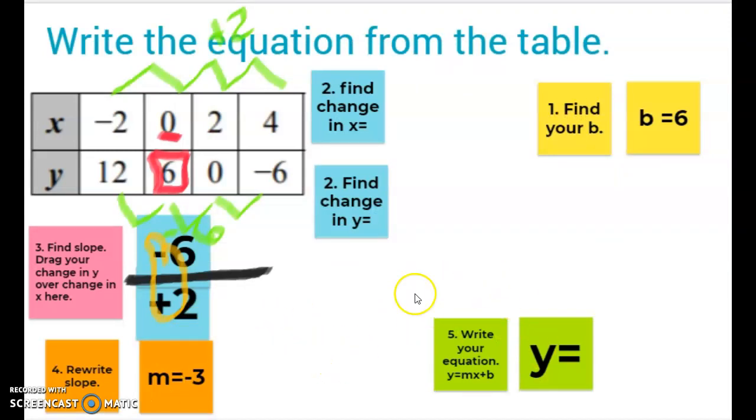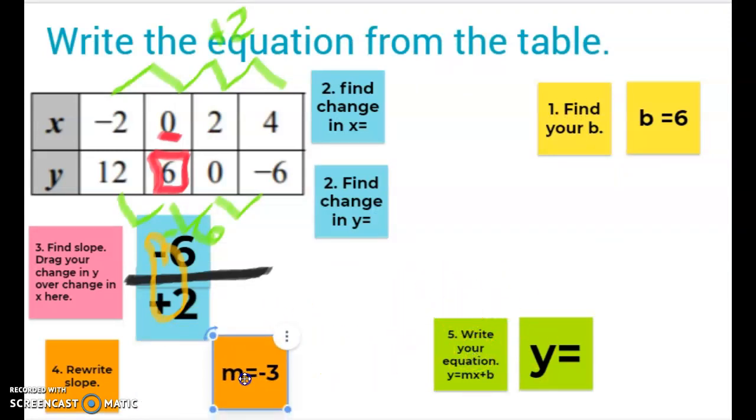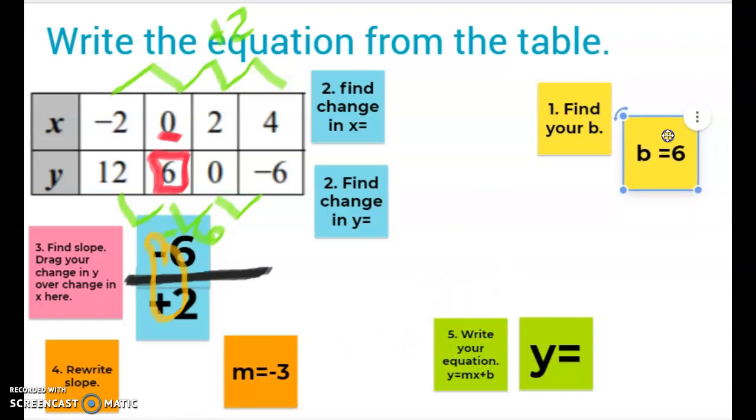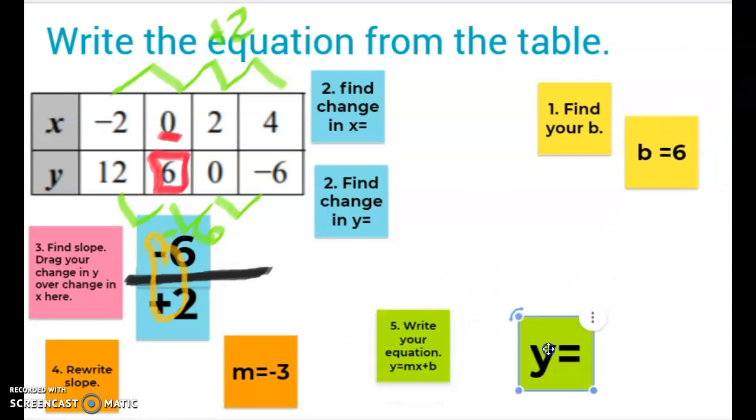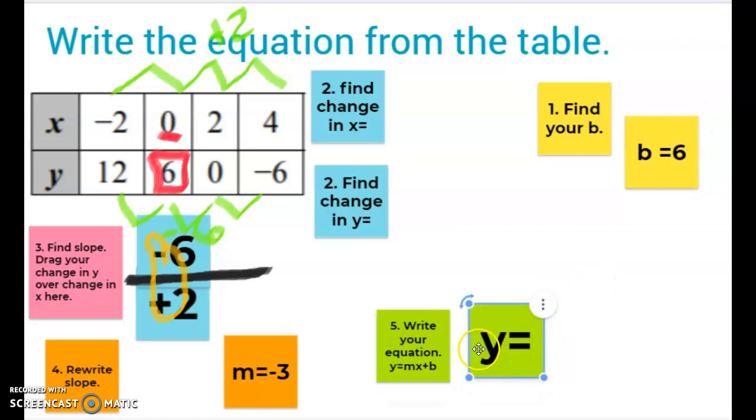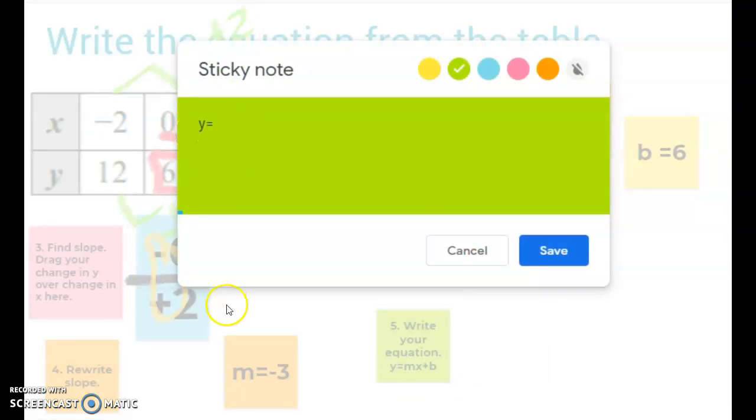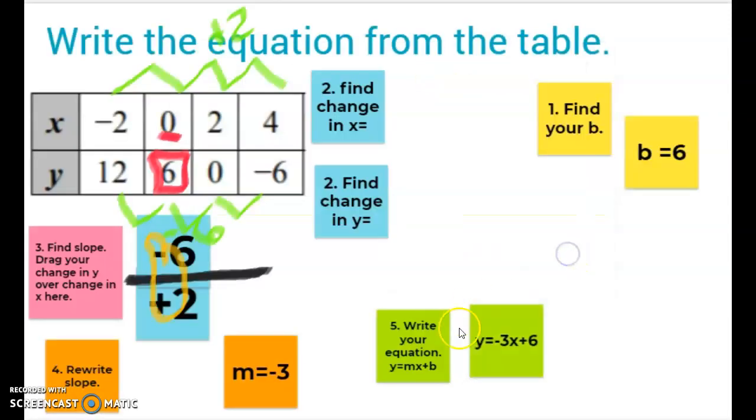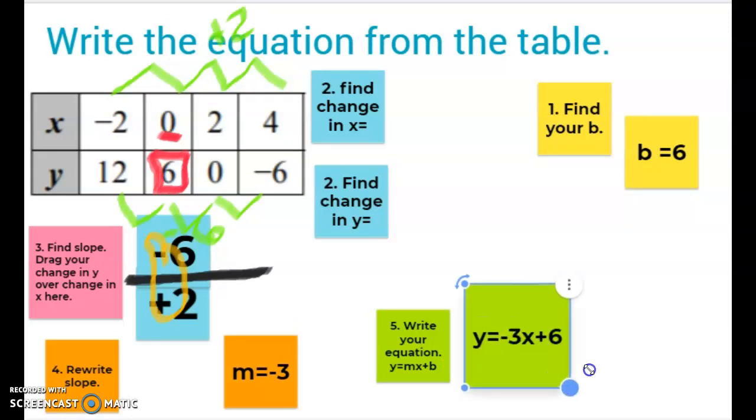Okay, so now I'm ready to write my equation. I have my M, I have my B, so now I just need to plug them into where I think they belong in my equation, right? M is paired with my X, so I'm going to say Y equals negative 3X plus my B was 6, hit save, and my problem is done.